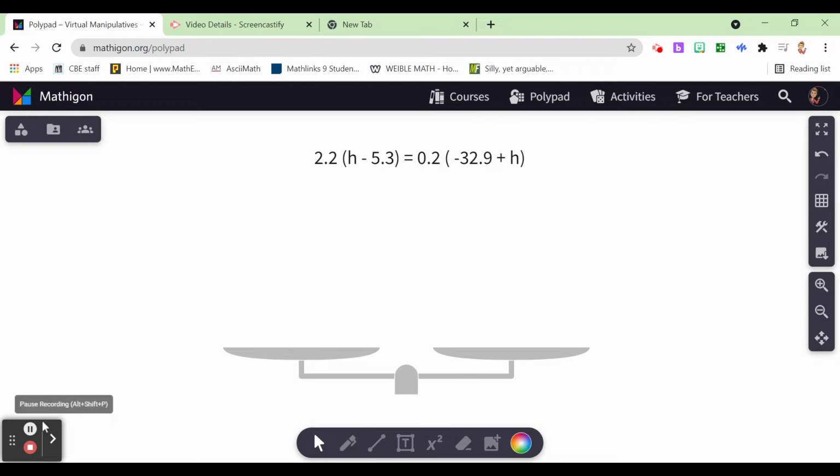All right, this is example 3 from the unit on the distributive property, now with decimals. It's the same idea, but instead of using algebra tiles, since decimals are challenging with algebra tiles, we would just write it out using our symbols. So 2.2, we're going to distribute it or share it with everything in the bracket.